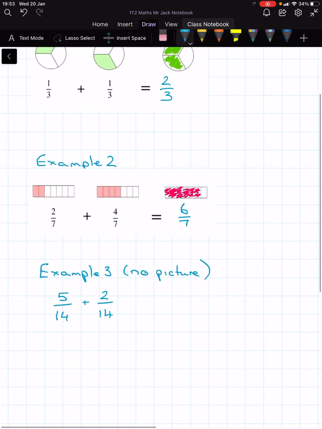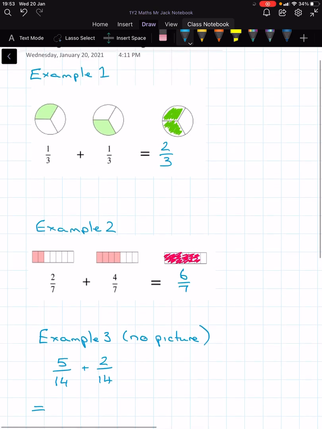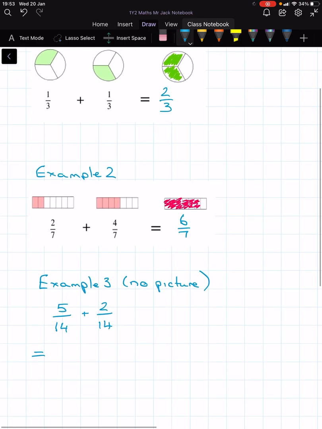The third example, no picture. Do we need the picture? Probably not. The picture is just there to give you an idea of what's happening. But if we've got 5/14 and then we add another 2/14, that's going to be 5 plus 2, 7, 7/14. Now, some of you might be looking at that going, I can spot something about 7/14, and I'm hoping that you're looking at that going, Mr. Jack, that would simplify.